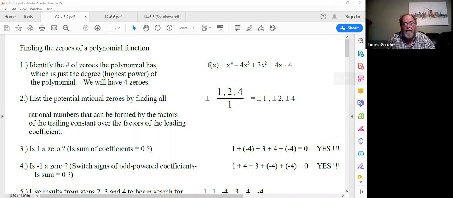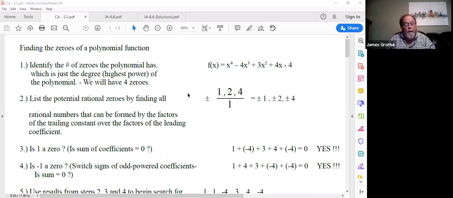F of x equals 4x to the fourth minus 4x cubed plus 3x squared plus 4x minus 4. First thing you want to do is identify how many zeros you have in the polynomial, which is just the degree or the highest power of the polynomial. In this case, that's 4. So since this is a fourth degree polynomial, we're going to have 4 zeros.